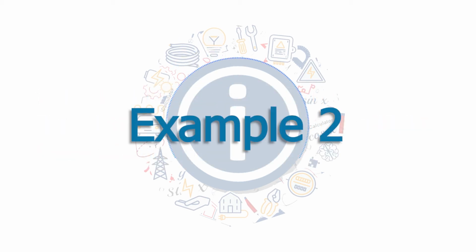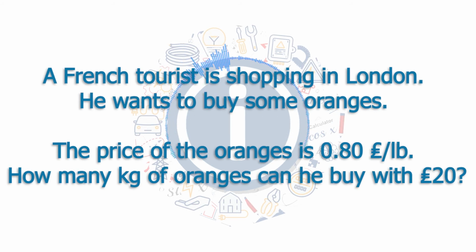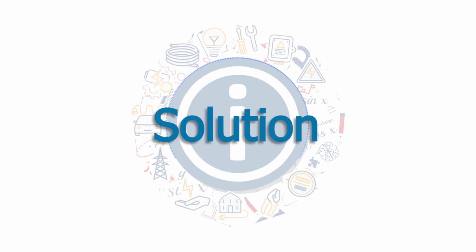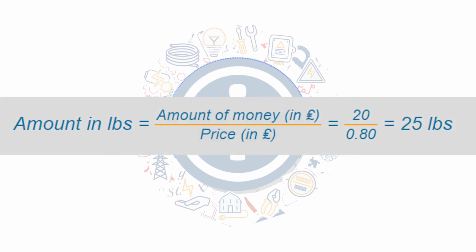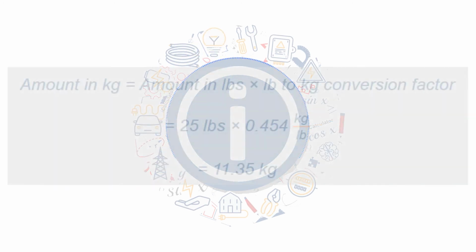Example 2. A French tourist is shopping in London. He wants to buy some oranges. The price of the oranges is 0.80 per pound. How many kilograms of oranges can he buy with 20? Solution. First, let's calculate how many pounds of oranges the tourist can buy with 20. Now, let's convert pounds to kg using the known conversion factor.